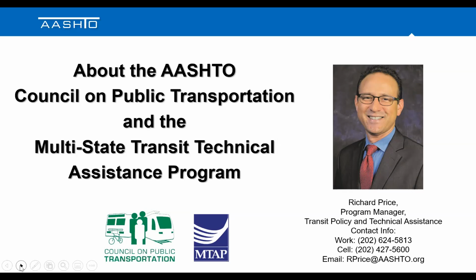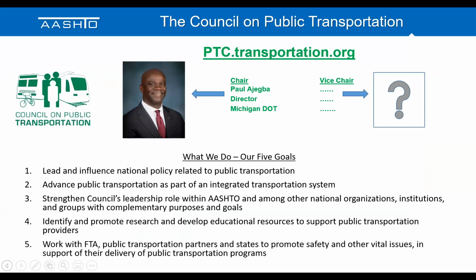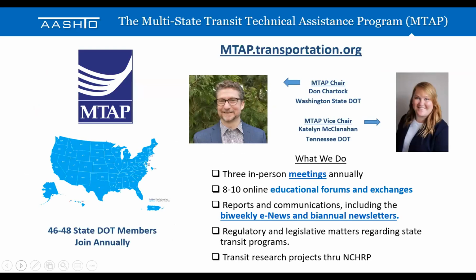And next slide, please. And just a quick word about the Council on Public Transportation. Technically, we are the policymaking body for AASHTO on public transportation. We focus on outreach to Capitol Hill and Congress, and the Federal Transit Administration in terms of regulatory agendas, and we do all that outreach involving public policy related to statewide transit programs. Next slide, please. The council actually has the Multi-State Transit Technical Assistance Program, commonly called MTAP. We are the technical services program for transit, and we have about 46 to 48 members annually join our program. Our chair is Don Chartok with Washington State. Our vice chair is Caitlin McClanahan with Tennessee DOT. And we do a number of things similar to this, which is host educational forums for our members. And again, I want to say thank you to everybody for their attendance today. And now back to Robin.